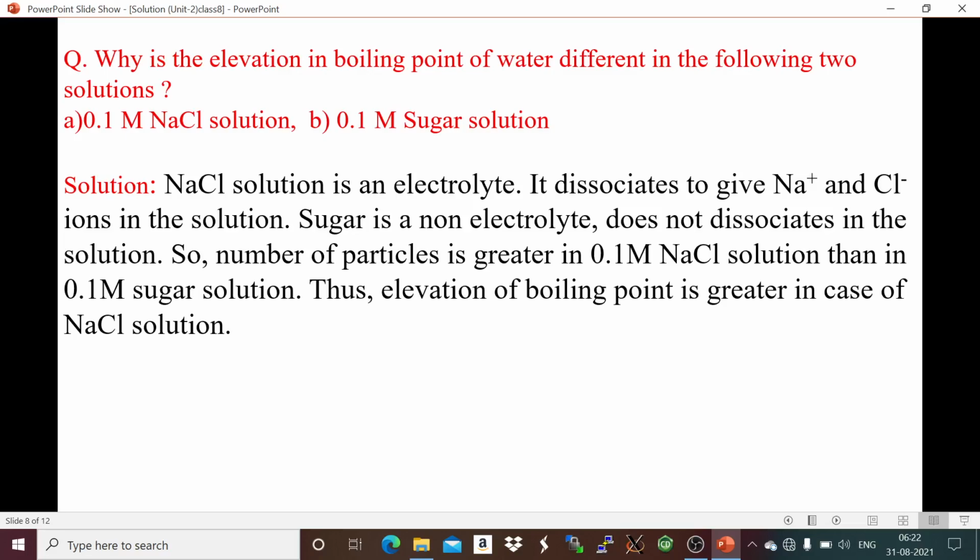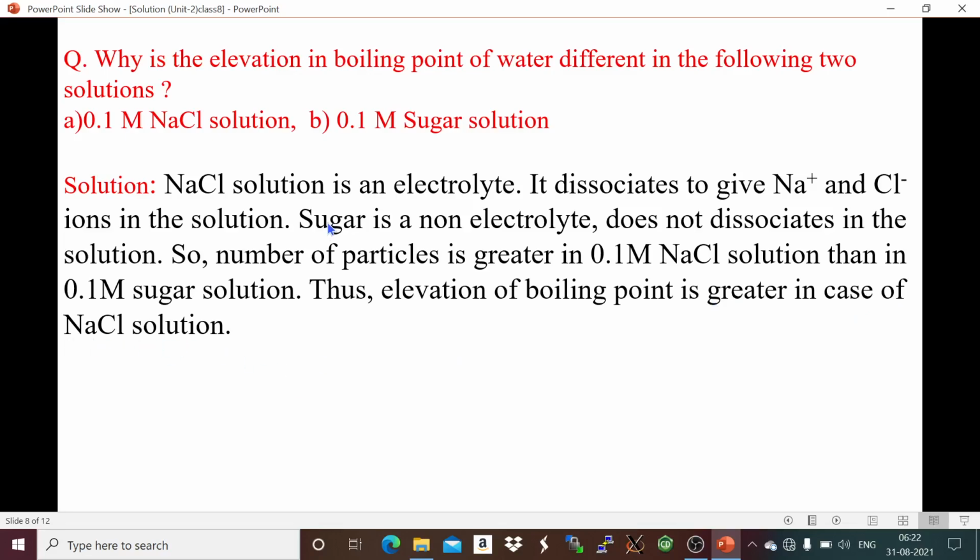Okay, so number of particles changes with association or dissociation. If there is no association or dissociation, and if we take 0.1 molar sugar and 0.1 molar urea, the colligative property value will be the same. But as sodium chloride undergoes dissociation, the number of particles increases, so the colligative property value, that is elevation of boiling point, is greater in sodium chloride.